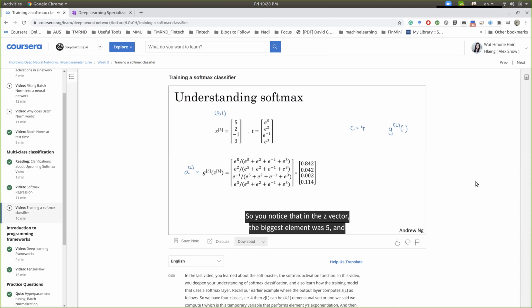You notice that in the Z vector, the biggest element was five, and the biggest probability ends up being this first probability. The name softmax comes from contrasting it to what's called a hardmax, which would have taken the vector Z and mapped it to this vector. The hardmax function would look at the elements of Z and just put a one in the position of the biggest element of Z, and zeros everywhere else. So this is a very hard max, where the biggest element gets an output of one and everything else gets an output of zero. In contrast, the softmax is a more gentle mapping from Z to these probabilities. I'm not sure if this is a great name, but at least that was the intuition behind why we call it a softmax, in contrast to the hardmax.